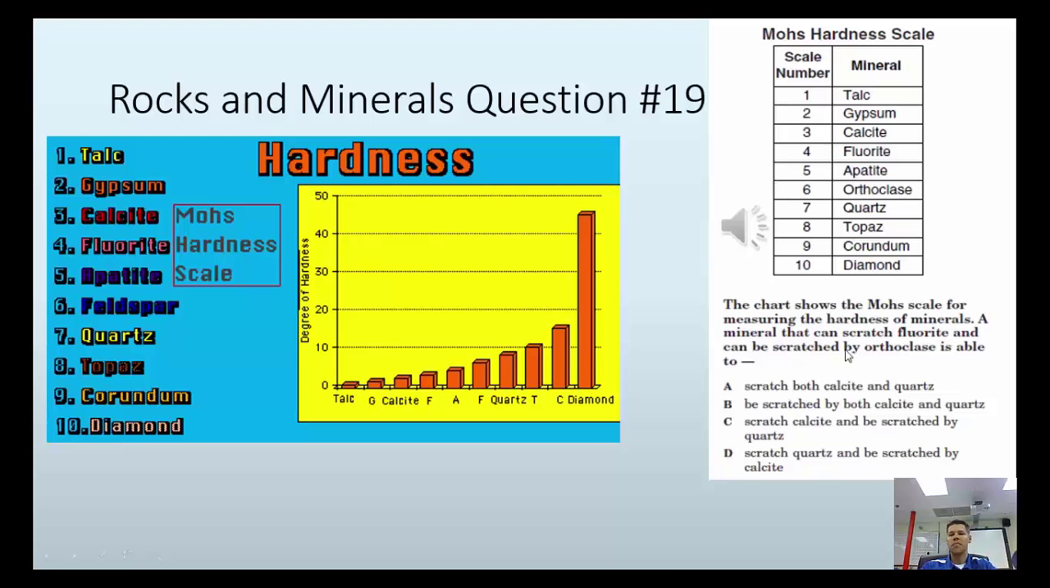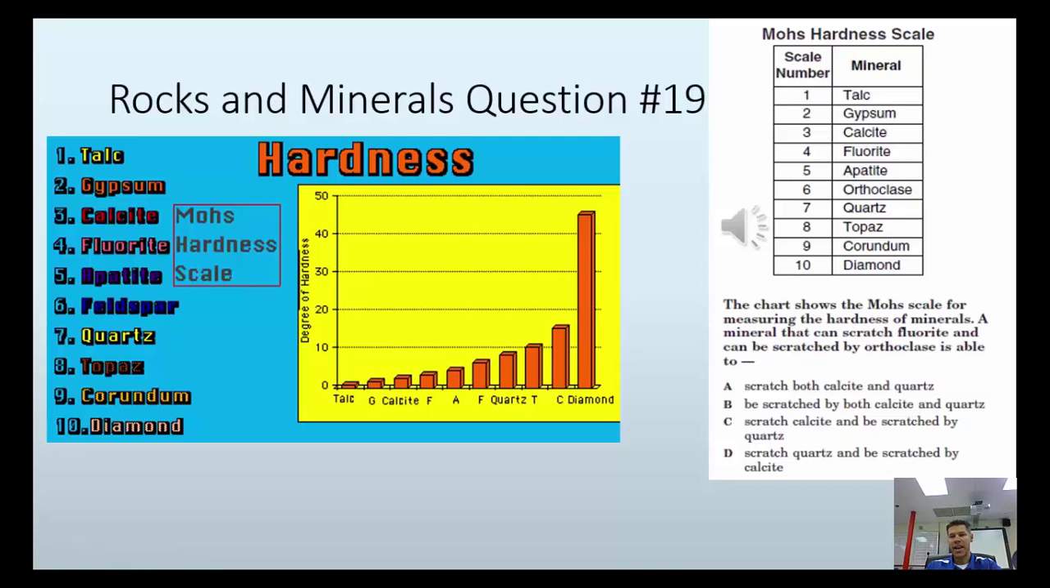The chart shows the Mohs scale for measuring the hardness of a mineral. So a mineral that can scratch fluorite, which has a hardness of 4, would be the minerals below it: 5, 6, 7, 8, 9, and 10. So a mineral that can scratch fluorite, which we know is minerals 5 through 10, and be scratched by orthoclase. So what can be scratched by orthoclase?